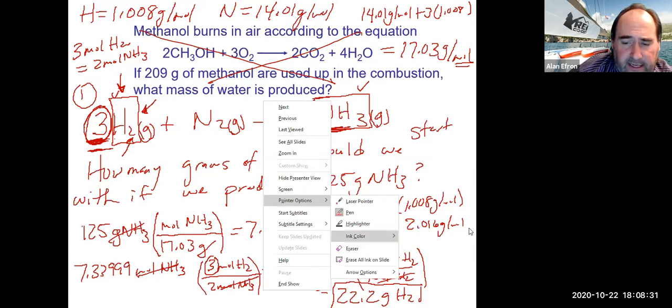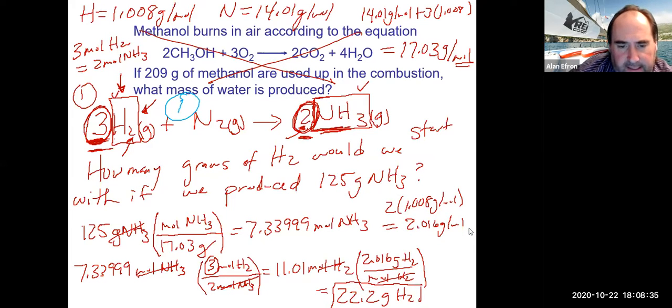And again, you could see here, same basic 4 steps. Step 1, step 2, convert grams to moles. Step 3, mole to mole relationship from the balanced equation. And step 4, convert our moles into some other unit. Any questions on any of those steps there?